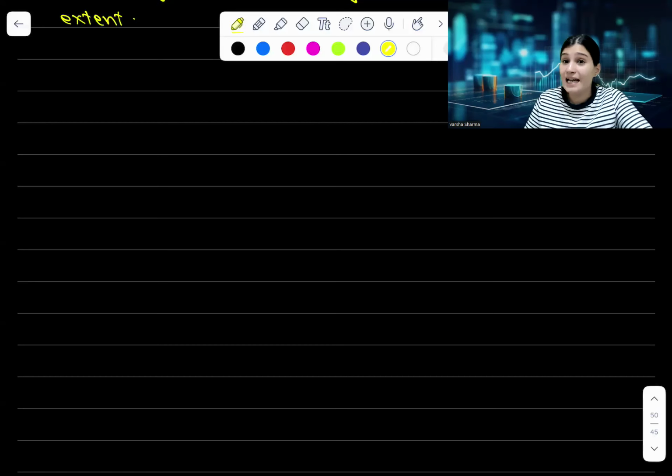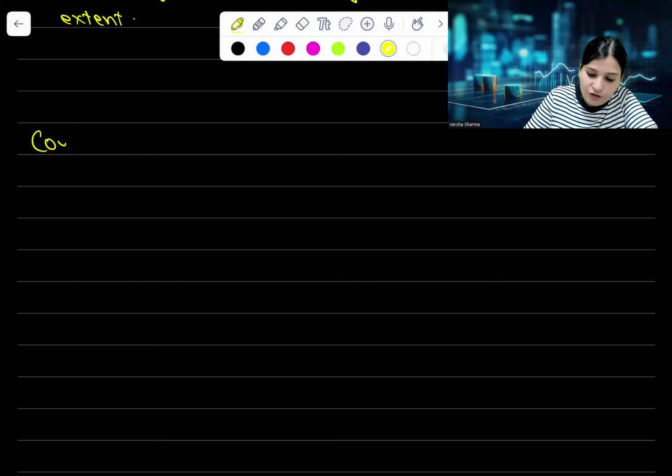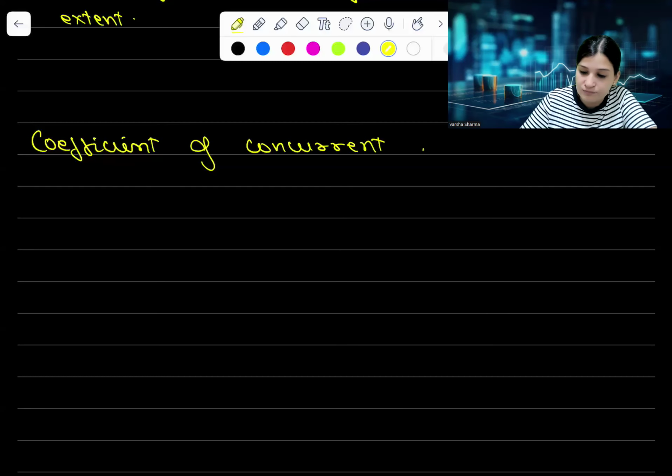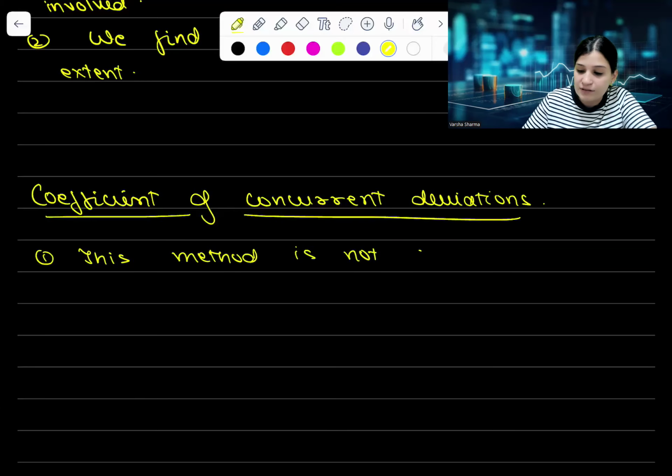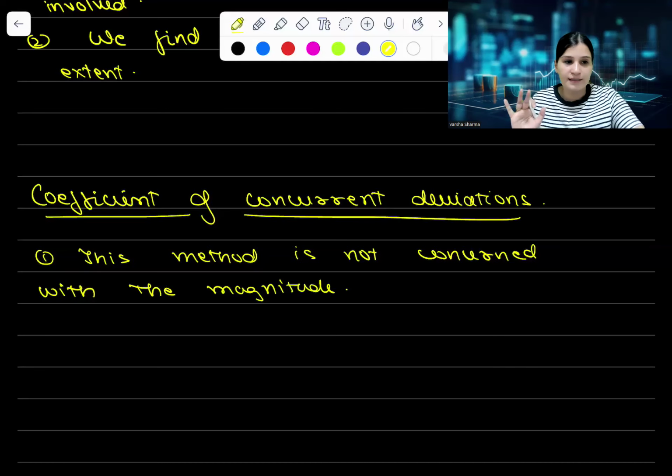We will first talk about the last method, the coefficient of concurrent deviation. It's pretty easy to do. Now, this method is not concerned with the actual value of the variable, not concerned with the magnitude. Why? I'll tell you. Let's take the help of an example first.